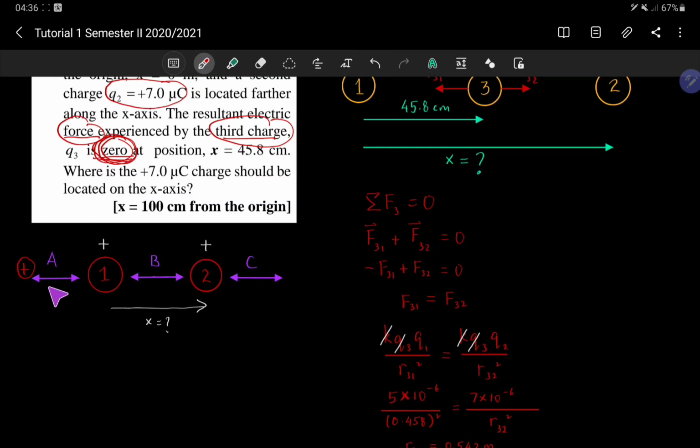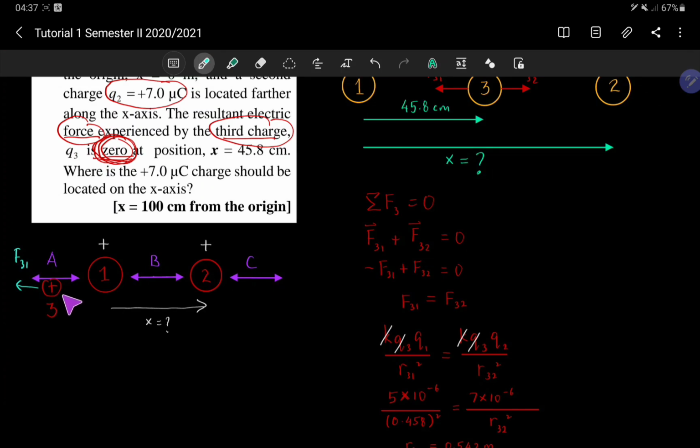Now, the force exerted on Q3 is just by Q1 and Q2. Between 1 and 3, positive and positive, they will repel each other. I need to sketch this clearly, sorry. So this is the positive test charge, Q3. Between 3 and 1, they repel each other, so the force is directed to the left. That one is F on 3 by 1.